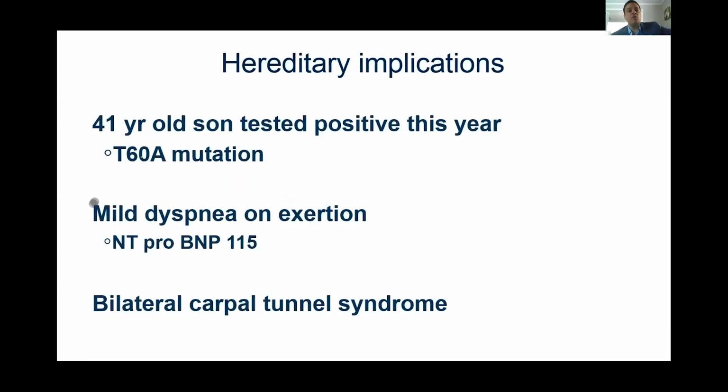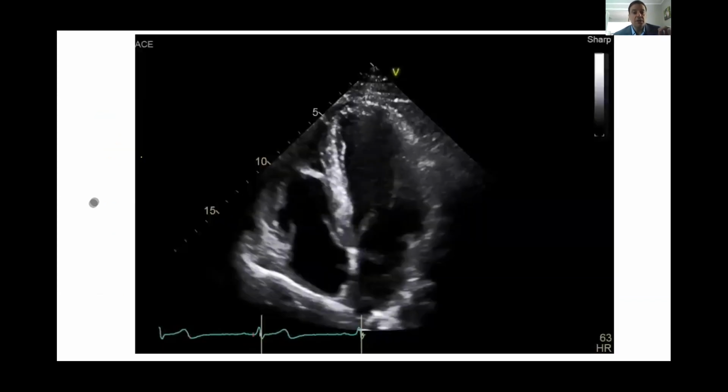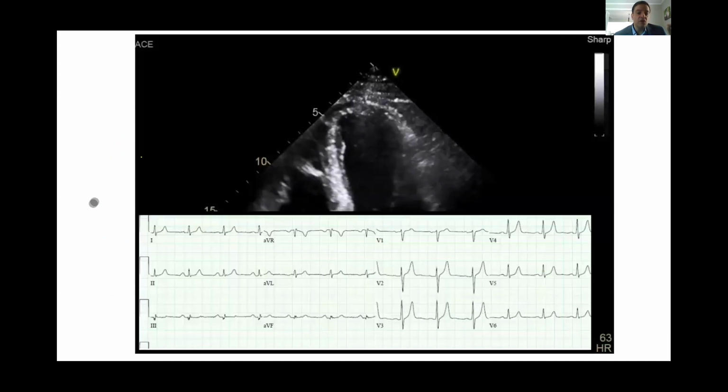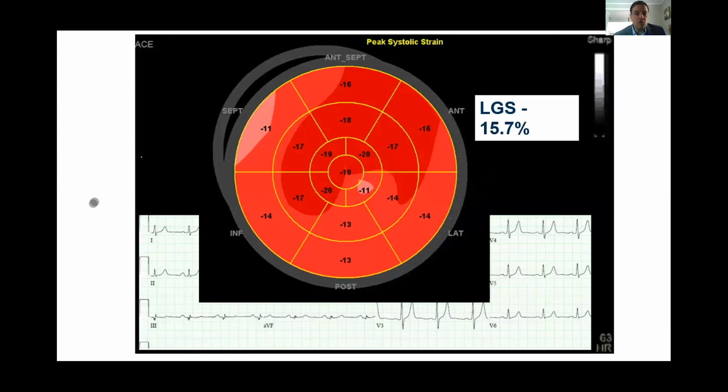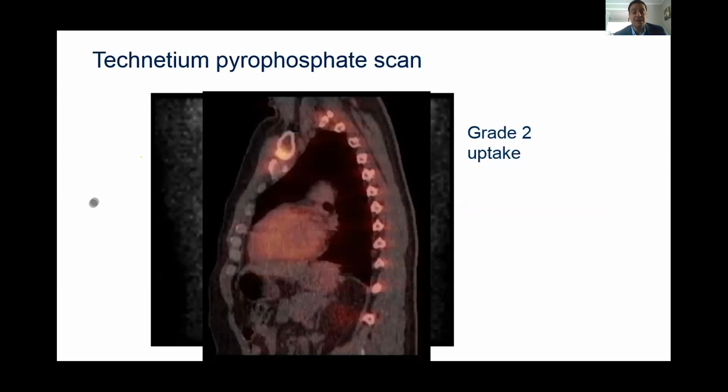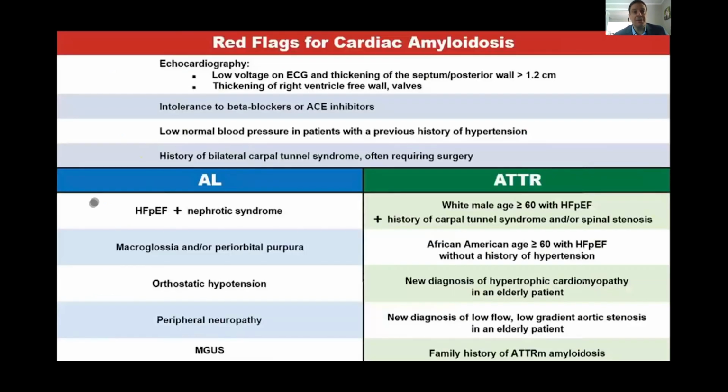And this gentleman's 41-year-old son then came to me a few years ago and said, I need to be tested too. He was positive. Mild dyspnea on exertion, mildly elevated NT-proBNP at best. He had bilateral carpal tunnel syndrome. His echo showed mild increased wall thickness, nothing in your face, normal EKG, relatively normal strain, but he had grade 2 uptake in the technetium pyrophosphate scan confirmed by SPECT. We didn't feel we needed to biopsy him when we put him on treatment. So that's an example of the implications for the family.